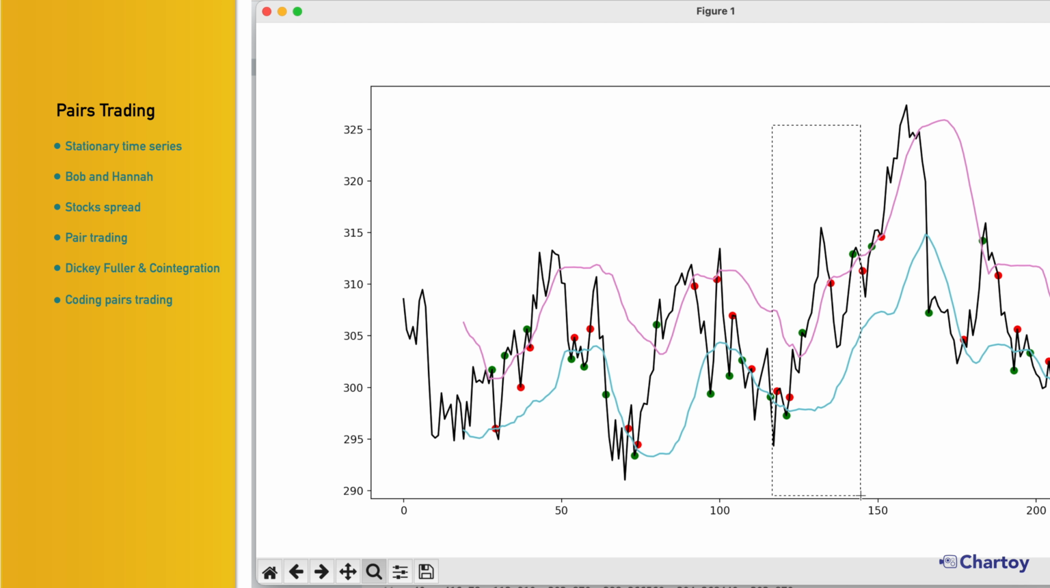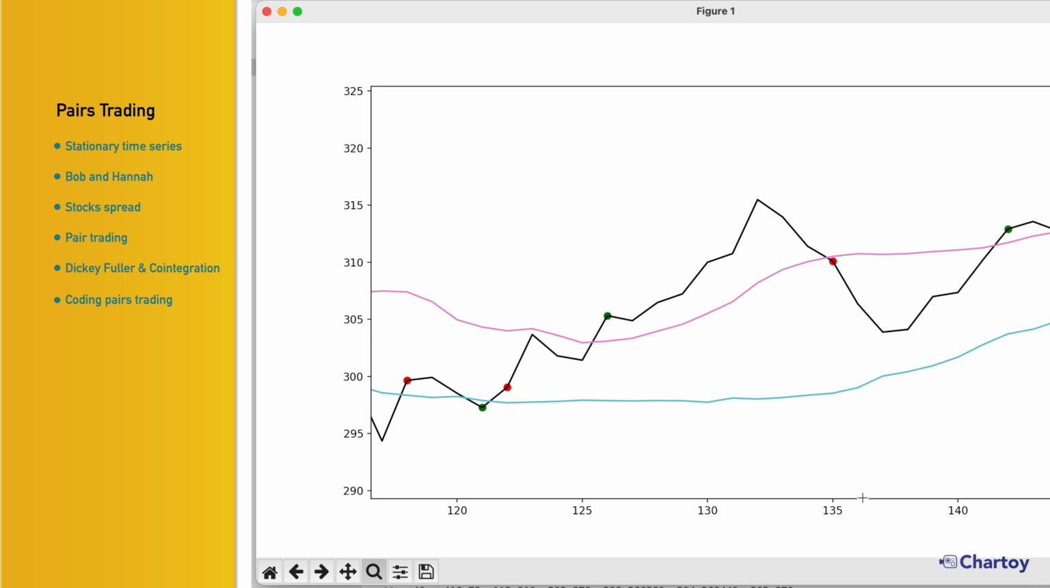Let's zoom in into this area and see something interesting here. So you can see that here the spread crossed the upper band and we took position the green point, and we expected it to go down because mean reversion, right? What happened is that when it crossed the upper band again, it actually was higher than the initial position, which means we took loss because we expected the spread to go down. And this happened because the stock went up very aggressively. So we took a loss in this position.